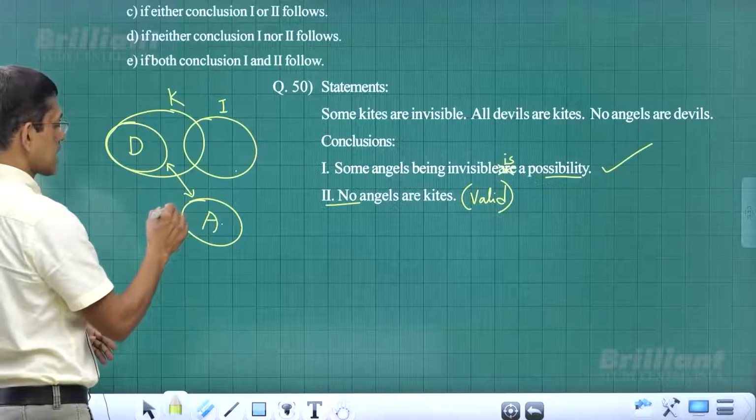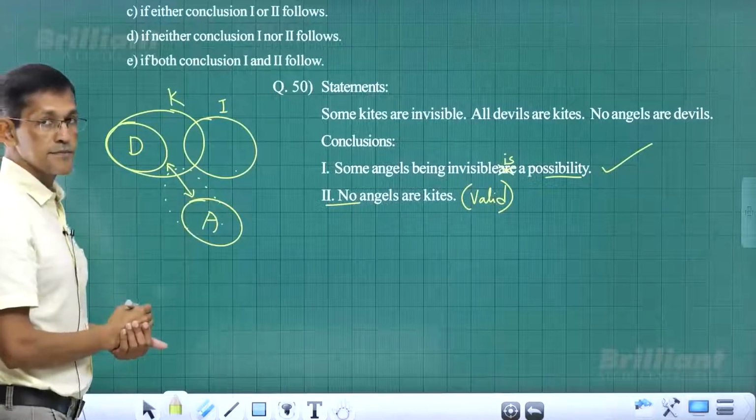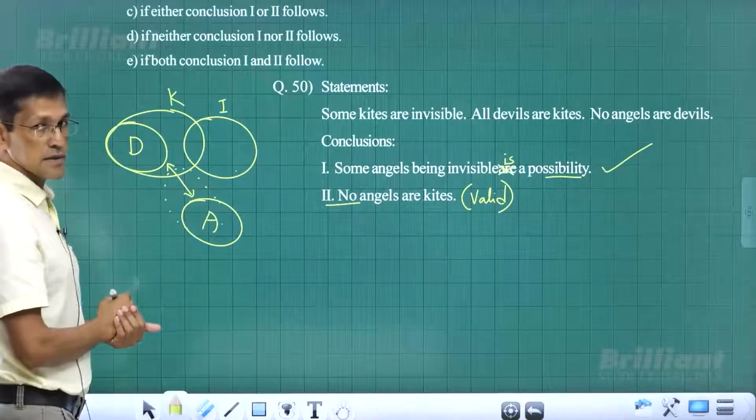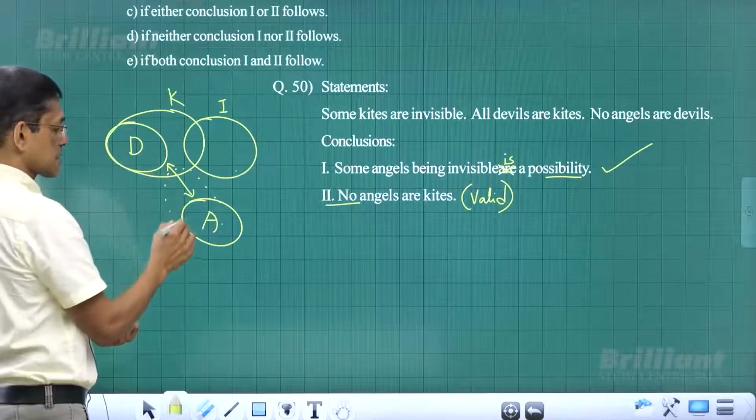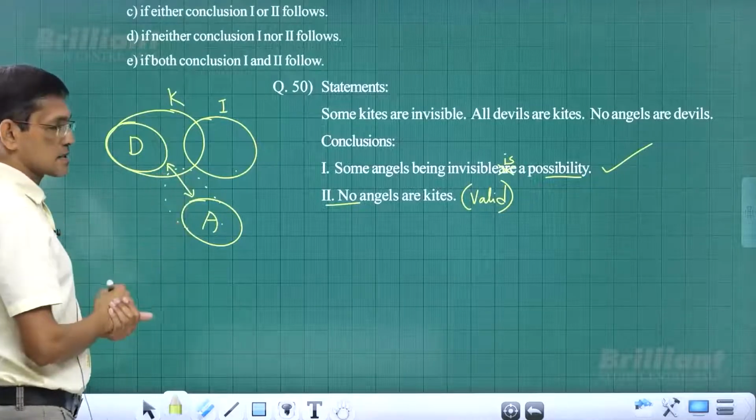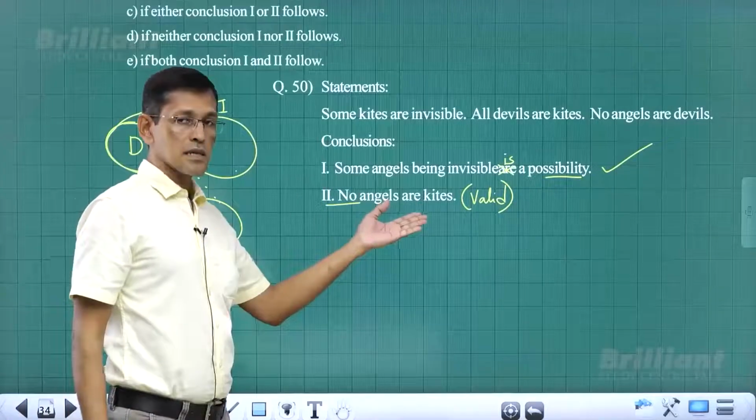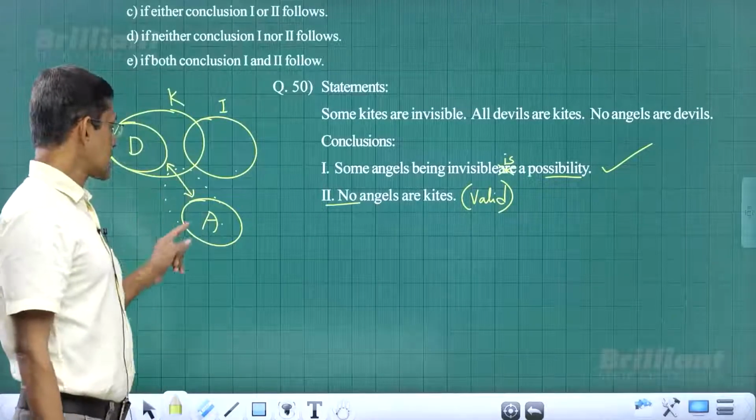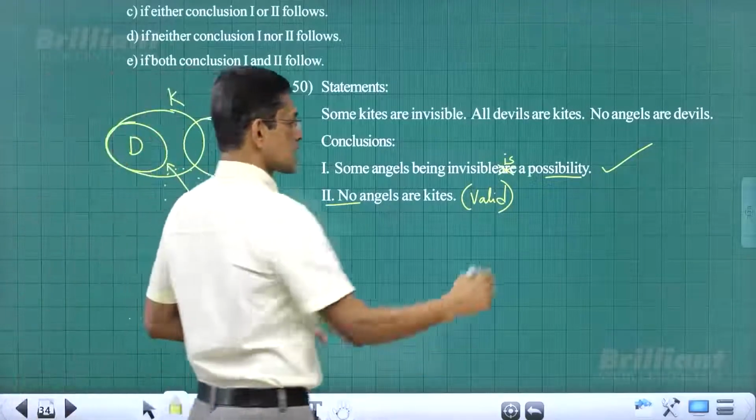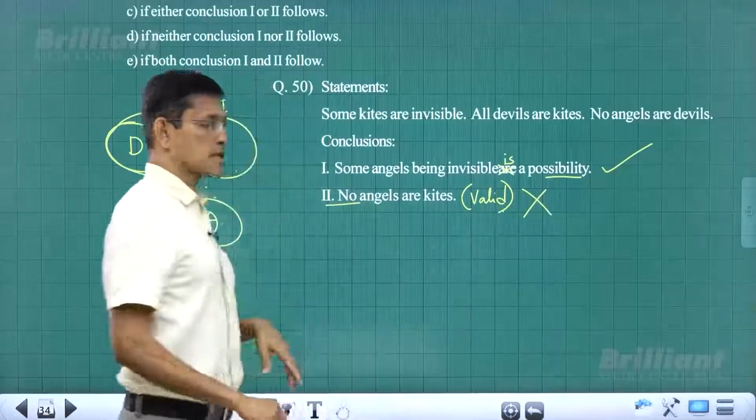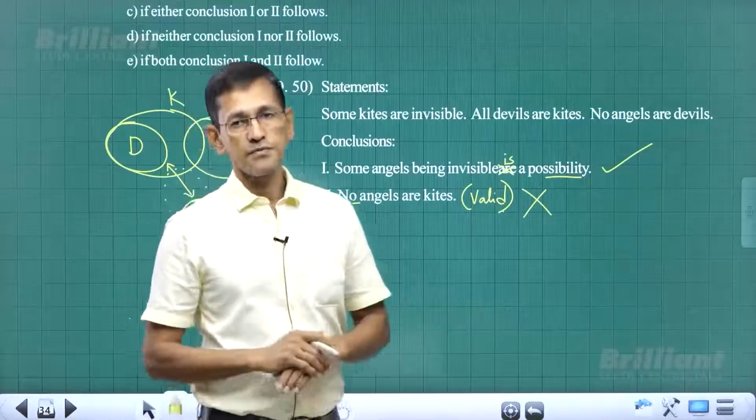Is it possible for angels to intersect with the kites? Well, angels cannot intersect with the devils, but without intersecting devils, is it possible for angels to intersect with the kites? Yeah, it is possible. So that means some angels are kites. You can draw a new diagram, angels intersecting kites. That means a new diagram exists, so the original conclusion doesn't follow. Even though it is valid for the basic diagram, since the new diagram exists, the conclusion doesn't follow.